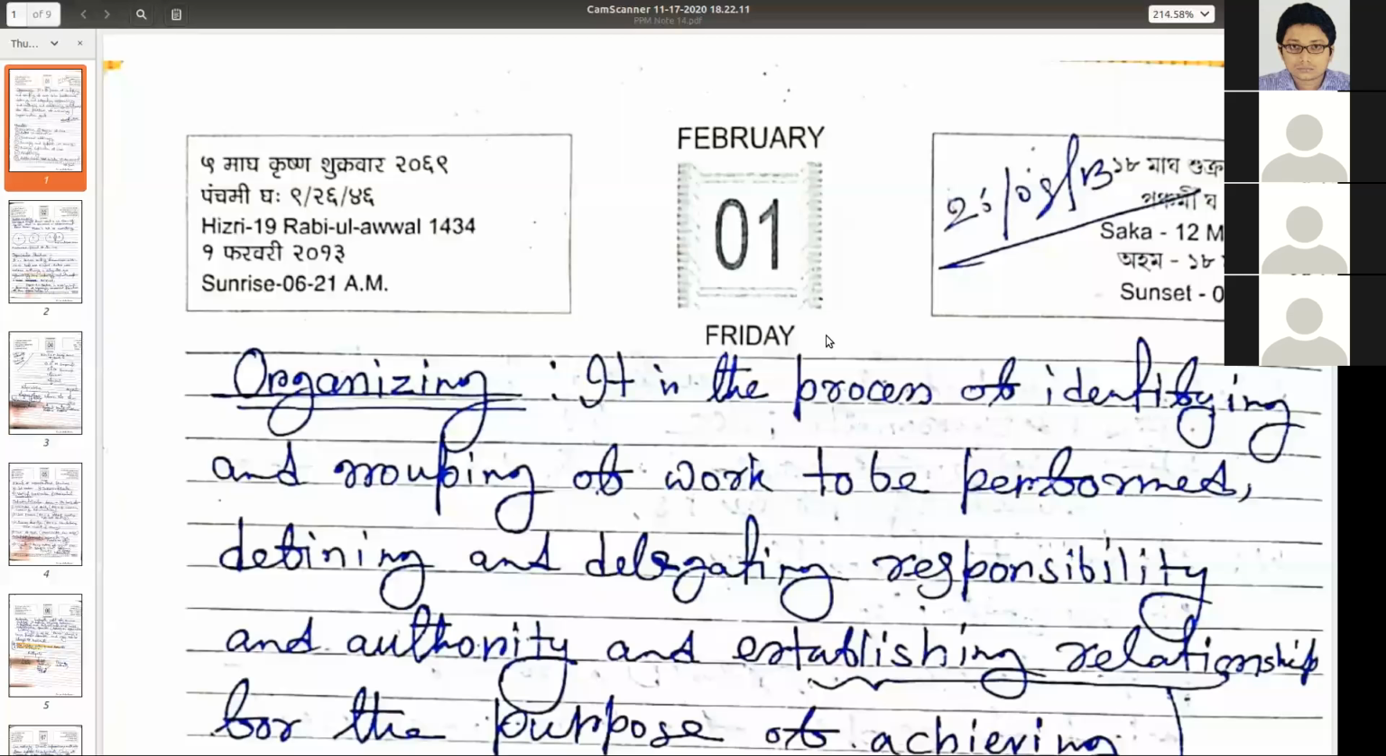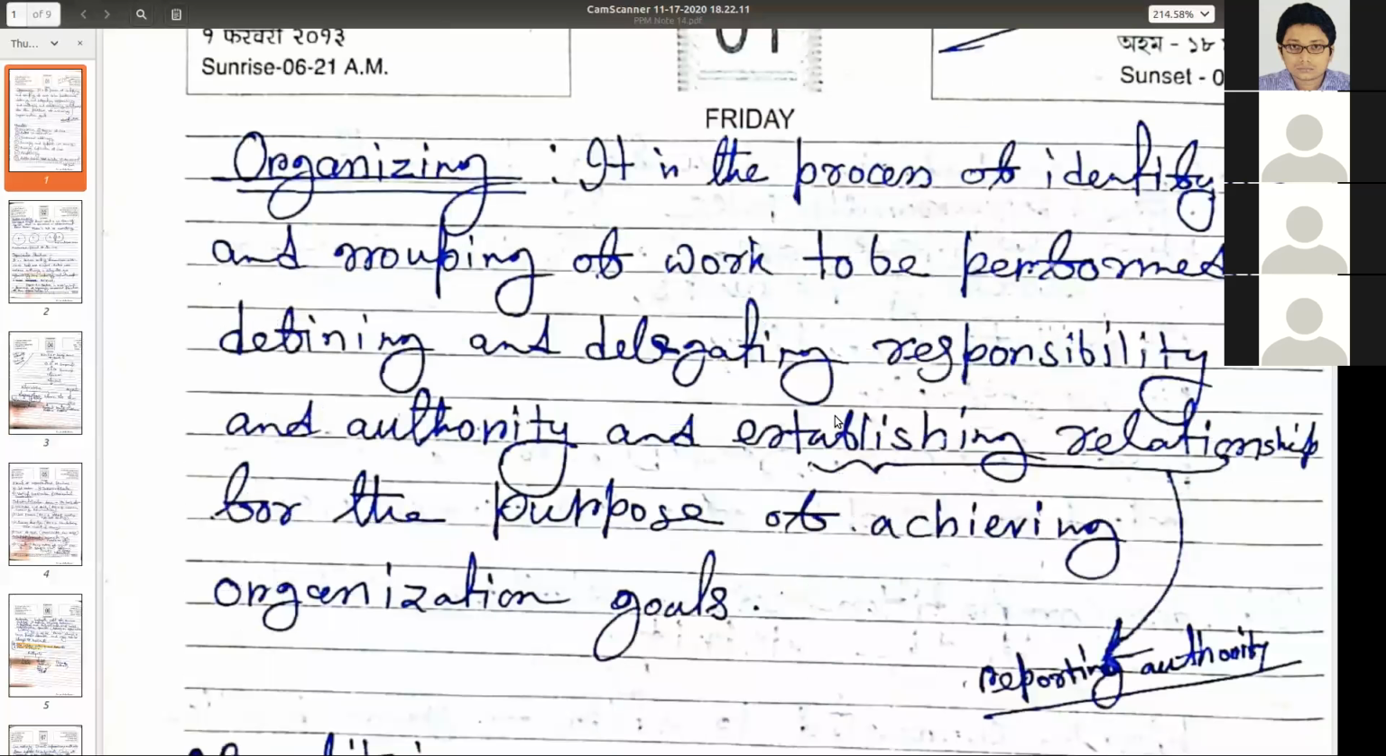And not only that, establishing the relationship. Establishing the relationship means, to whom we have to report, we have to establish the relationship with that particular person, or whatever you can say, your authority, for the purpose of this job achievement. So if you see the definition, I'm sharing the definition. So the definition will be like that.